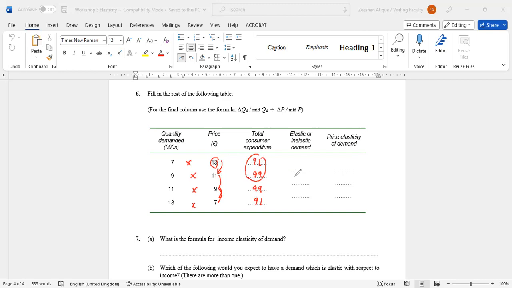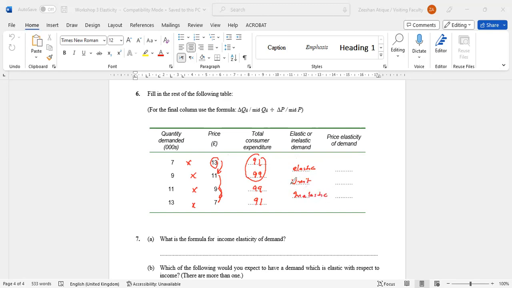So by looking at the change in the revenue, you can tell whether this is elastic, or unitary elastic, or inelastic.